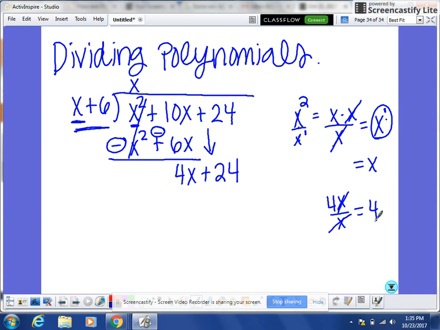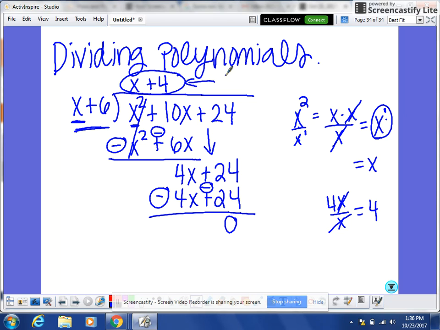So I do need to put plus signs and minus signs up here. Since it's positive, I'm going to put a plus. So 4 times x gives me 4x. 4 times 6 gives me a positive 24. Change both my signs, and I get a 0. Nothing else to bring down, so no remainder. So my answer, or my quotient, is simply x plus 4.